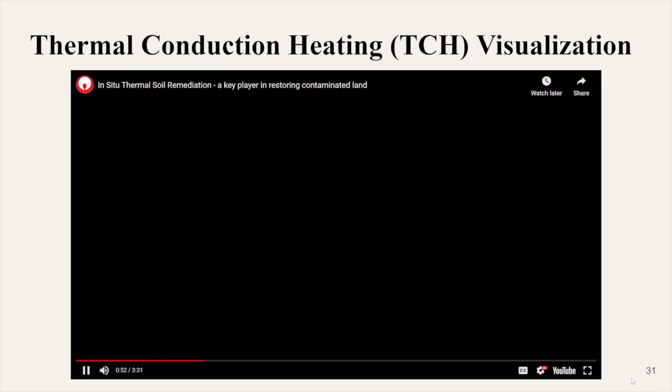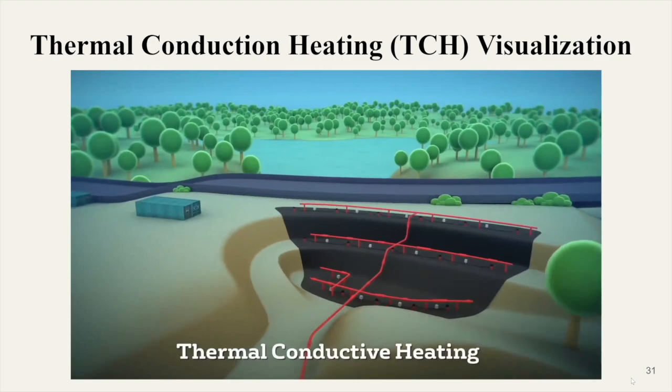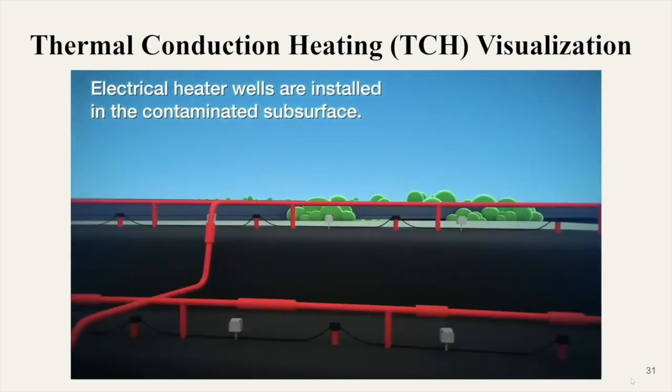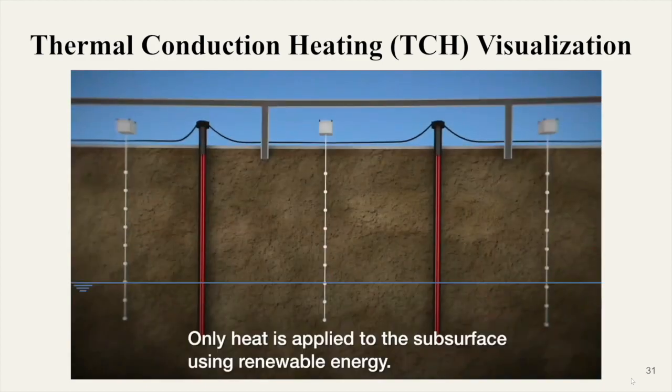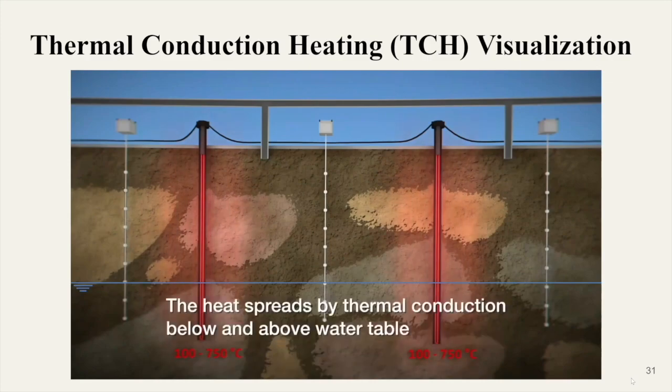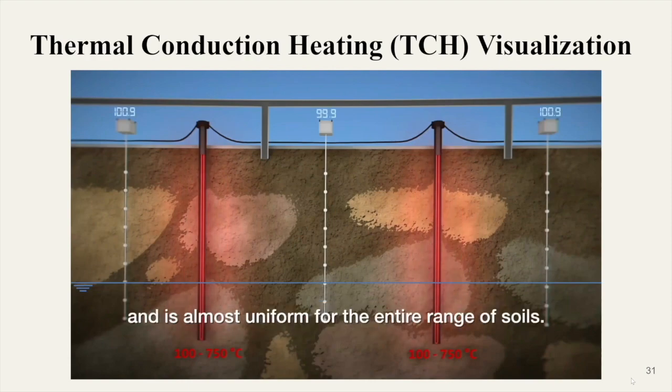Such as electrical thermal conductive heating. Electrical heater wells are installed in the contaminated subsurface. Only heat is applied to the subsurface using renewable energy. The heat spreads by thermal conduction below and above the water table and is almost uniform for the entire range of soils.